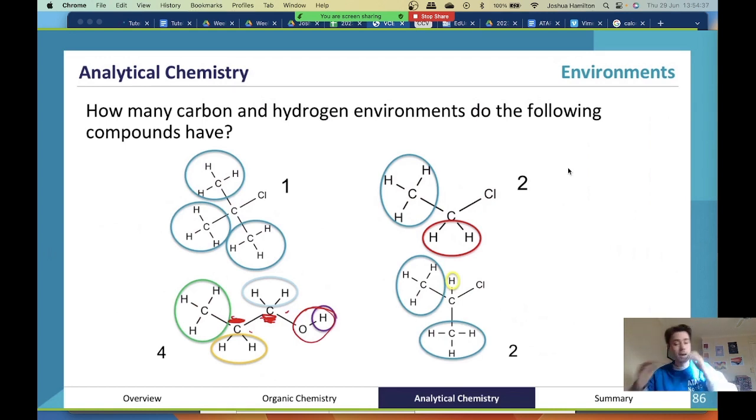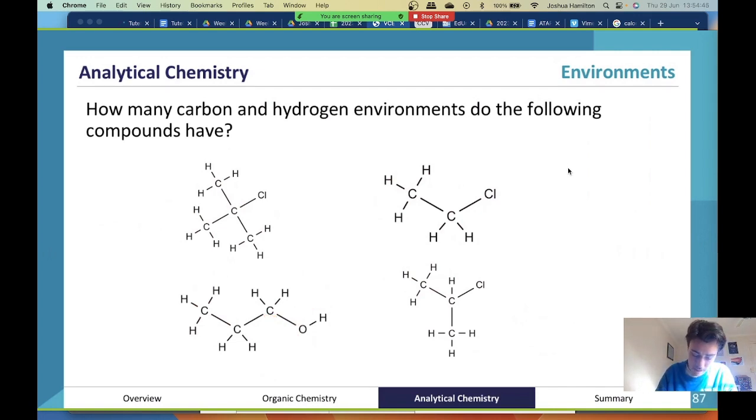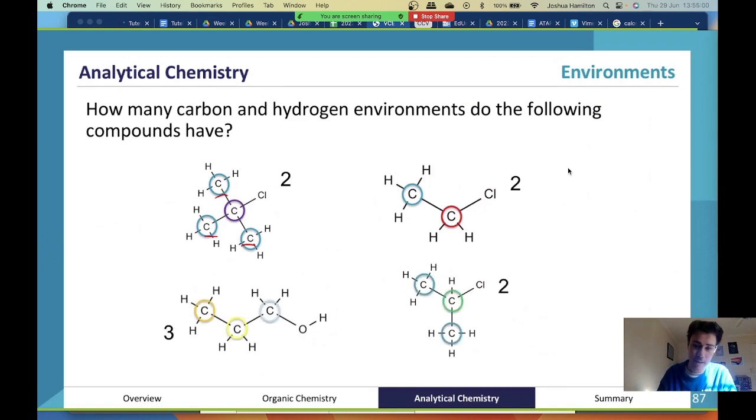Now, for carbons, it works sort of similar, but a little bit different. You look at the surrounding things that come off it again. So if we go through carbons very quickly, carbons are less common. Carbon environments, you've got 2 carbon environments because each of these are the same, but then this one is different. This one here, you will also have 2. This one here, you will have 3 because there are 3 different environments, and then this one here, you will have 2. So sometimes they match up.